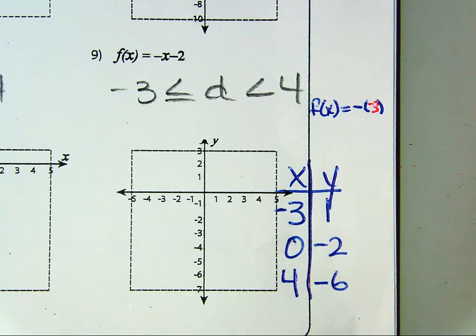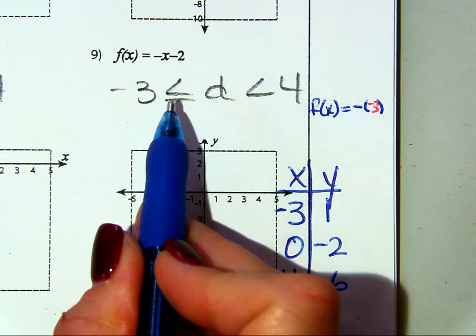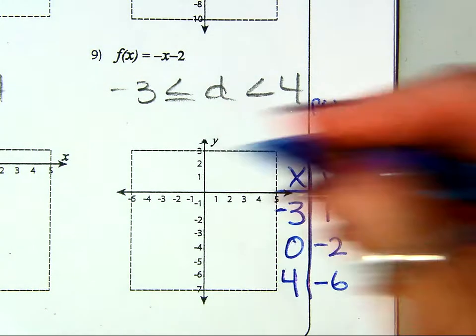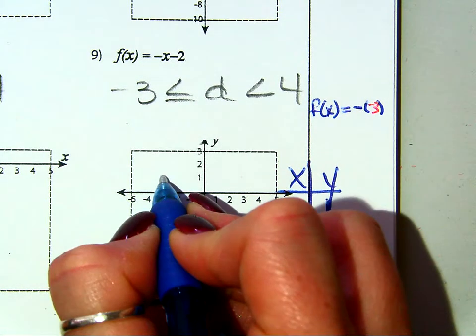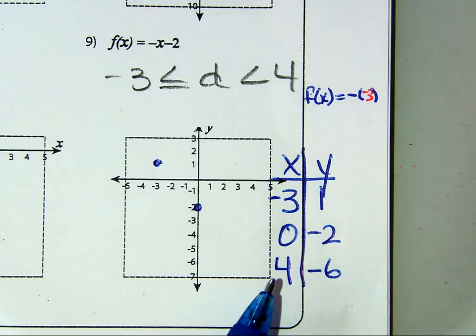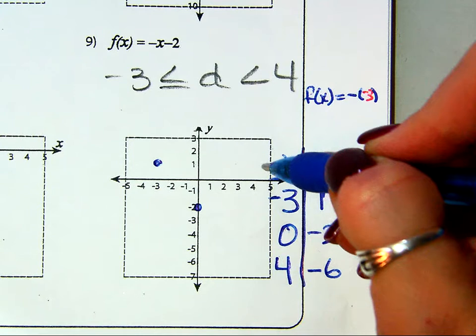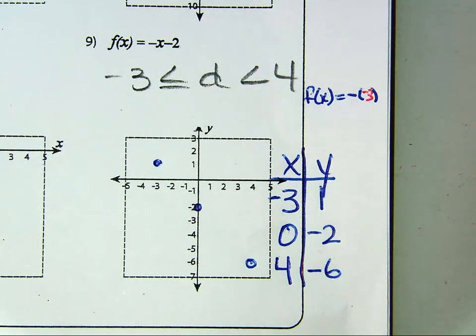Okay, step 2 is plot them. This is where you have to be careful though. Because when I go to plot -3, +1, I need to know what kind of circle I'm going to put. Oh, it can include -3, so I'm going to go ahead and darken it in. Because -3 can be part of my domain. Then the 0, -2, of course, it's part of it. However, can 4 be part of it? No. So when I go to do my 4, -6, I'm going to do this. Right? Okay?